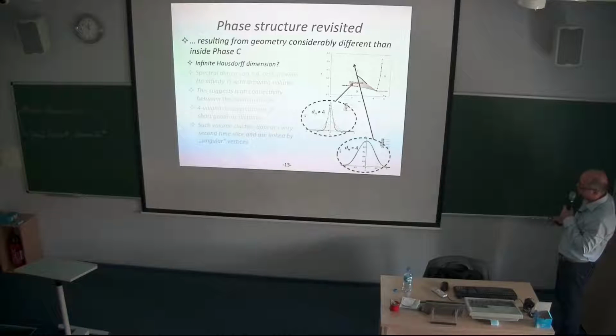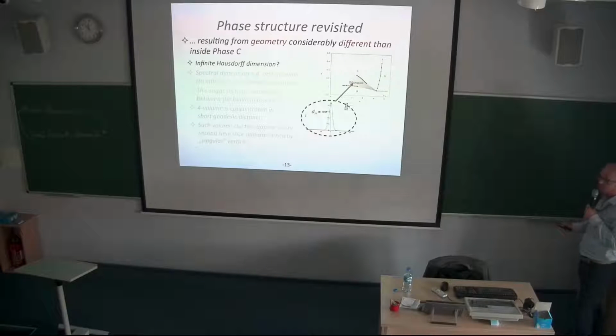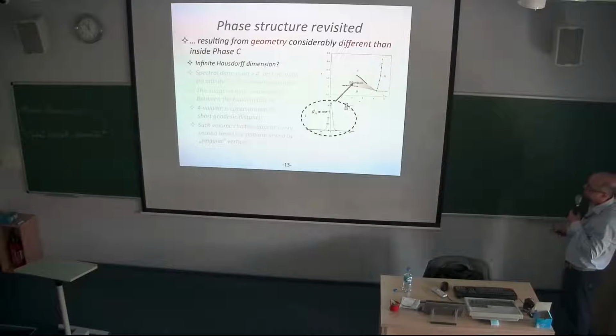And if you assume that you have a given value of Hausdorff dimension, they should all be given by a single curve. And as you see here, for H equal 4 in this phase C, it works because it gives a single curve. However, in this new phase, it can't work. However, if you assume the dimension is infinite, it matches perfectly.